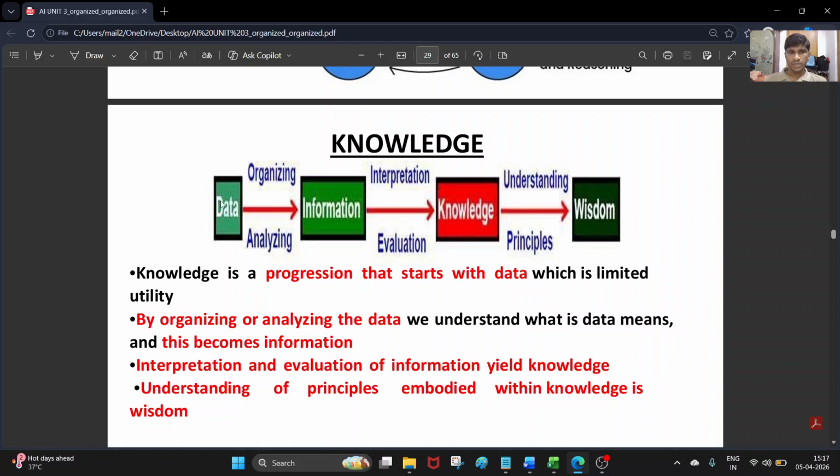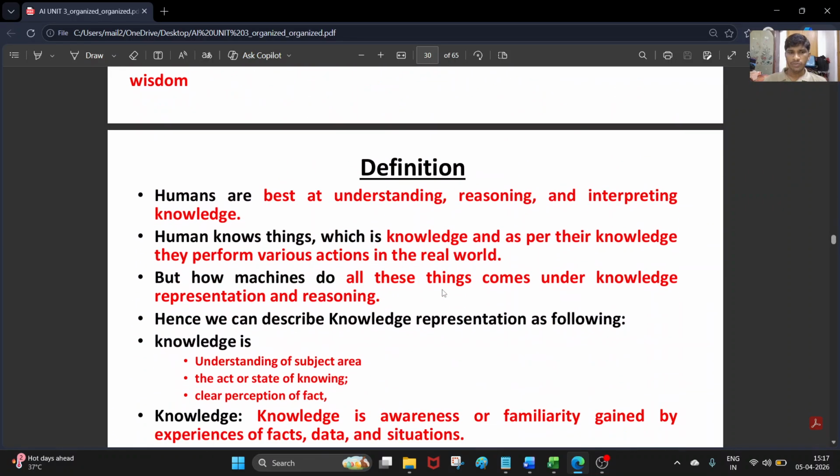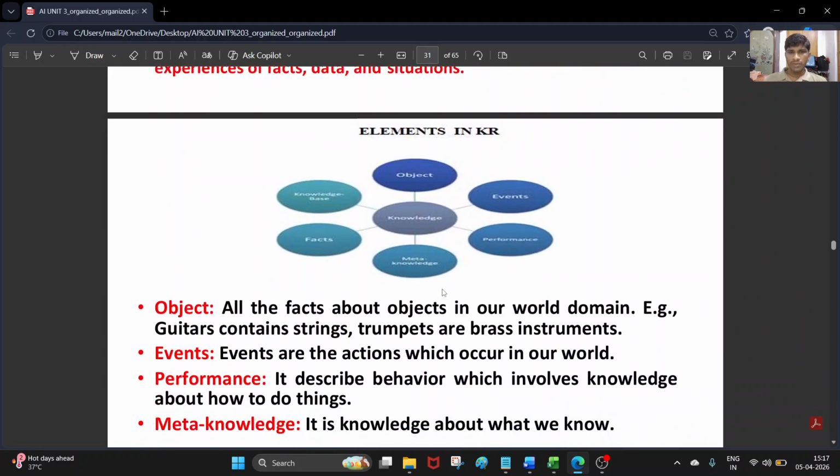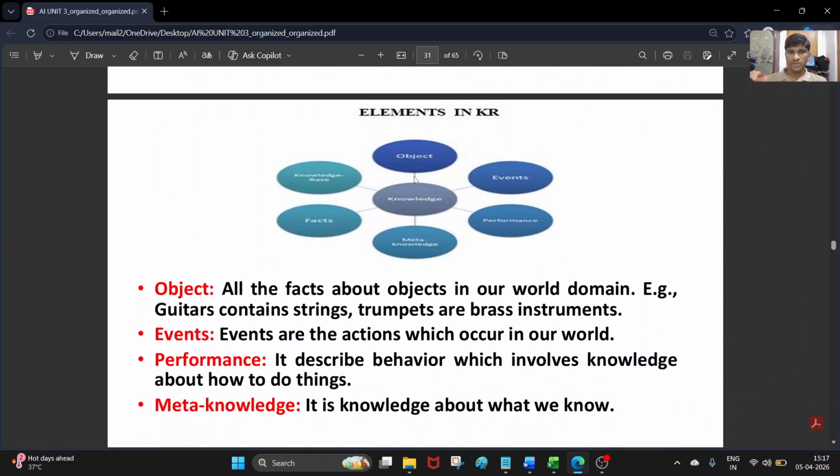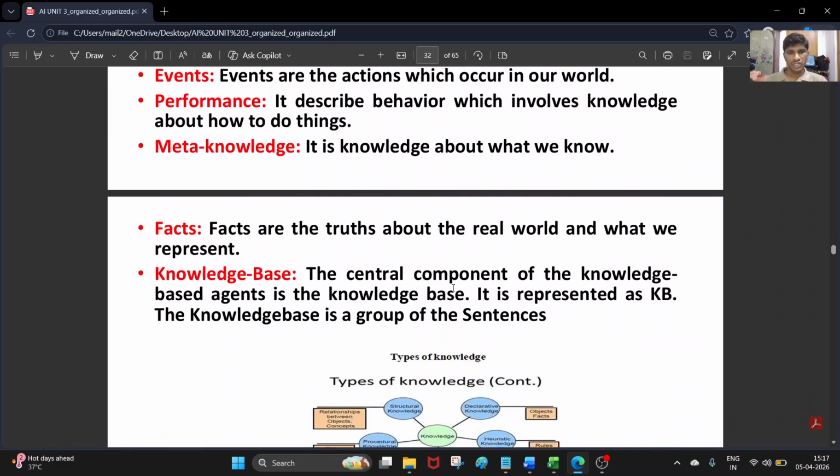So generally data is organized and analyzed to form information. Once the information is arrived at, it is interpreted and evaluated to form knowledge. Once the knowledge is arrived at, the principles of understanding the knowledge will become wisdom. So, elements of knowledge representation. What are the elements of knowledge representation? Objects, events, performance, meta-knowledge, facts, and knowledge base. So these are the elements in knowledge representation.